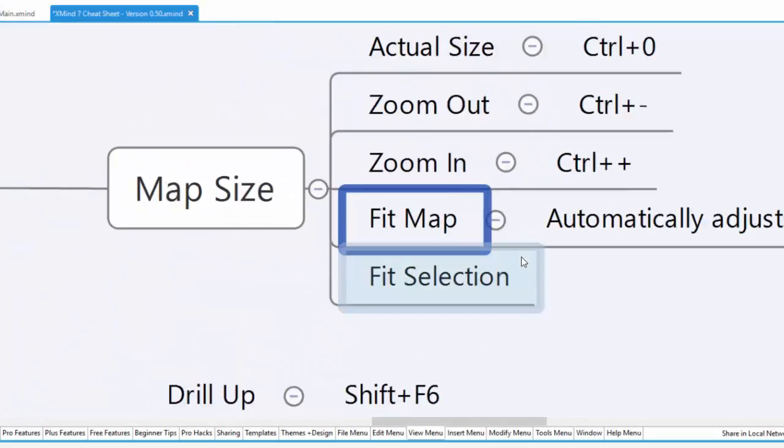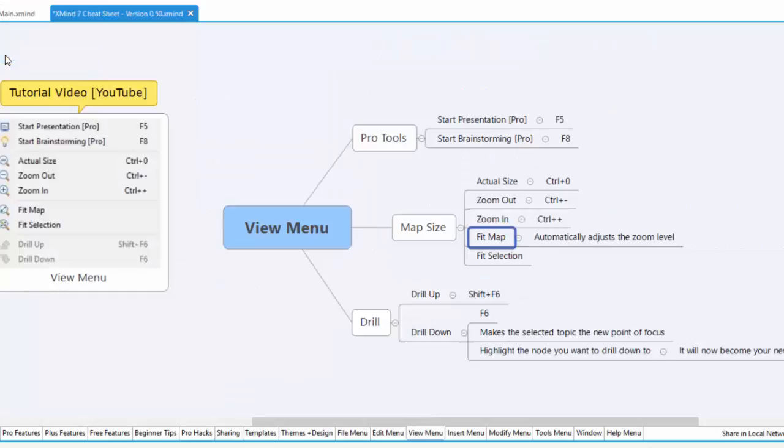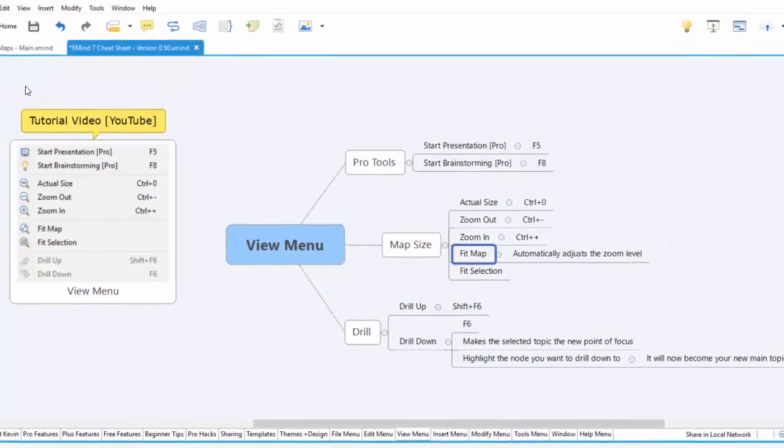Fit map, what it sounds like. Here, I'm going to go back. I'll just zoom in really far. It works either way. I'm going to hit View, Fit Map, and it just fits the entire map onto the screen in front of me.